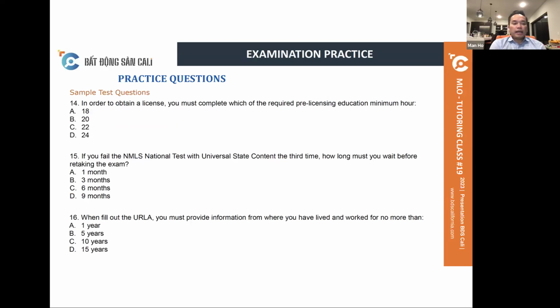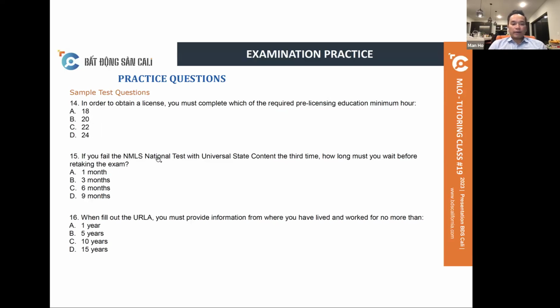Number 14. In order to obtain a license, you must complete which required pre-licensing education minimum hour: 18 hours, 20 hours, 22 hours, or 24 hours? Here it says obtain a license, not just passing a test, because you can pass a test without taking any number of hours. You can just go take the test and pass without completing the minimum hours. But in order for you to practice and get the license, you have to take those hours. For you to get the license, you need to complete that number of training hours.